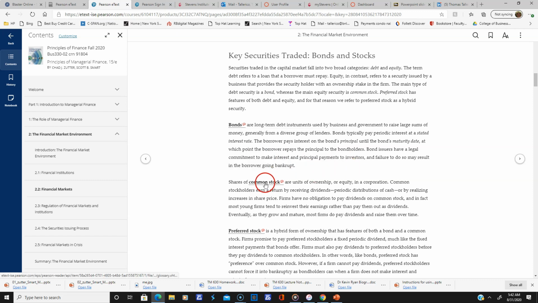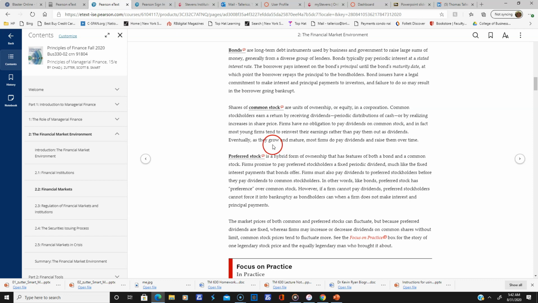All right, so here's common stock: a unit of ownership or equity. Most of the time you get voting rights, and they may or may not pay you a dividend. I own Amazon.com. I don't get a dividend, but it's been going up, right? I own Apple, and they basically do pay a dividend. So some stocks do and some stocks don't. If you're ever going to trade in the securities markets, that's one of the questions. You'll notice here, firms have no obligation to pay dividends on common stock, and in fact, most young firms tend to reinvest their earnings rather than pay them out as dividends.